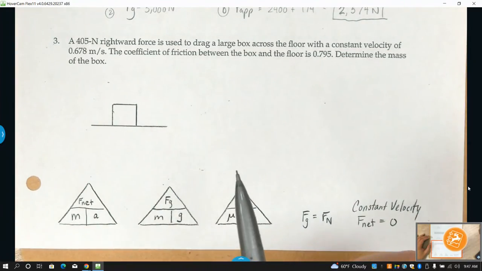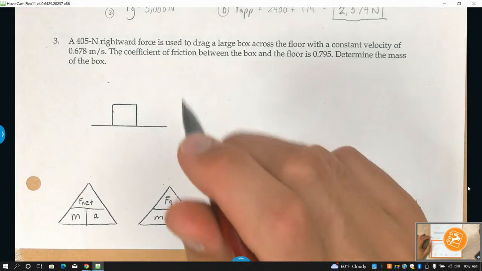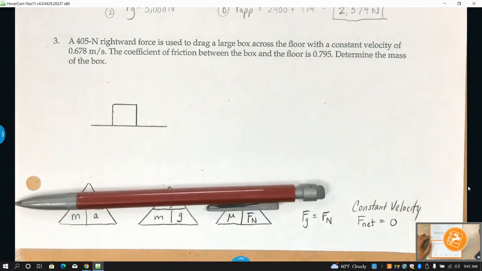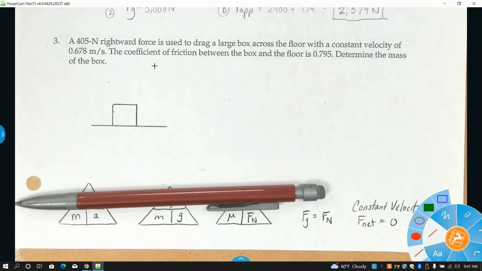Okay, so let me ask, guys. There are 2 pieces of important information in the first sentence. Does anyone know what those 2 pieces are? Very good. 405 newtons to the right. What else is important?